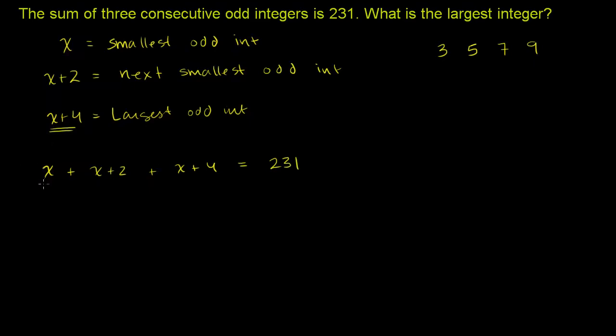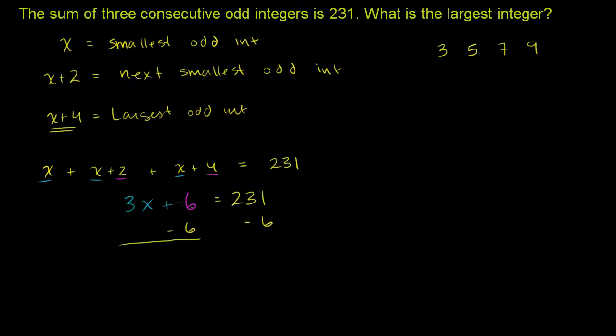So let's add our x terms. We have 1x, 2x, 3x's. So we get 3x plus, and then what are our constants? We have a 2 and we have a 4. So 3x plus 6 is equal to 231. Now, let's get rid of the 6 from the left-hand side of the equation. Best way to do that is to subtract 6 from both sides. So let's subtract 6 from both sides.